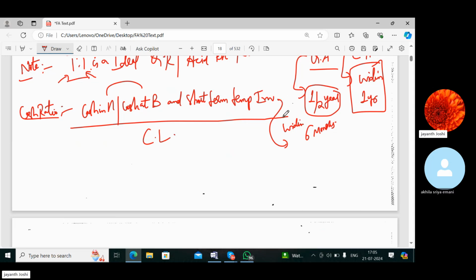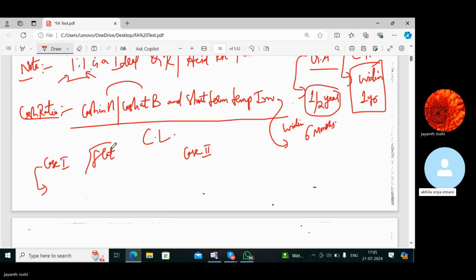So why are we taking this ratio? I'll give you one example to understand. Case 1, case 2. Let's say you want to buy a flat, an apartment. The cost is 50 lakhs. 20% is the down payment, which is 10 lakhs.